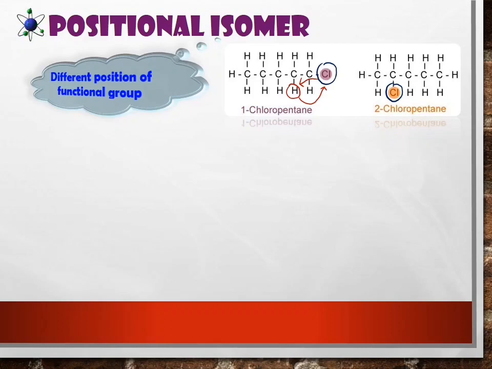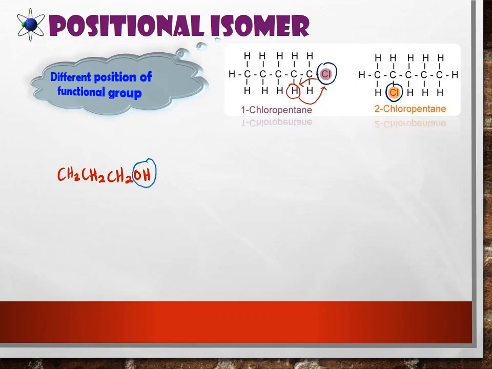Understand, guys? So I'll show you the other example of positional isomer. So I give you alcohol. For example, we have CH2OH. So this, I write it in condensed structure. So we have 1-propanol here. So what we need to do, guys? Yes, we need to change the position of functional group. What functional group we have here? Hydroxy. So OH group here.